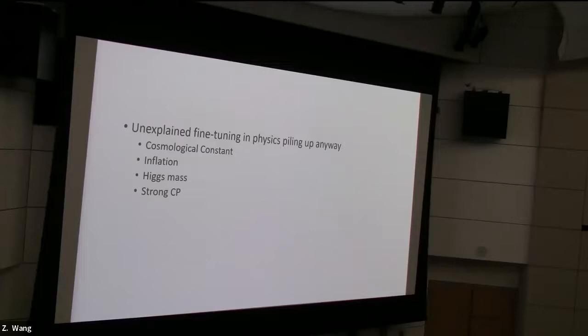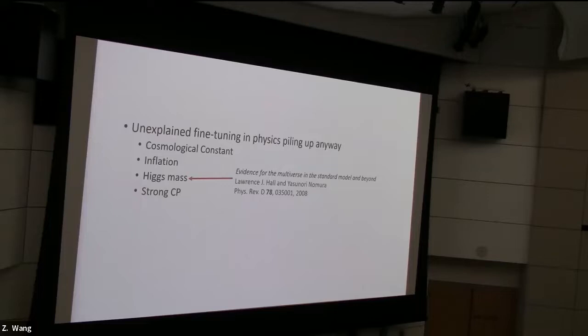Like I said, certain or even most inflation models could appear fine-tuned, or even the initial condition to a lesser extent. But I want to point out that there are a lot of unexplained naturalness or fine-tuning problems piling up in physics anyway. There's the cosmological constant, there's inflation that we were discussing, there's the Higgs mass, sometimes known as the hierarchy problem. There's also strong CP. So maybe we shouldn't pay too much attention to these naturalness issues, especially since some naturalness problems are probably explained by anthropic selection.